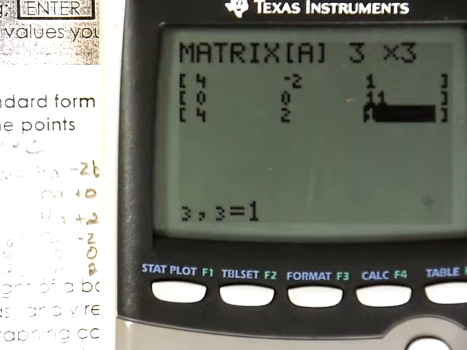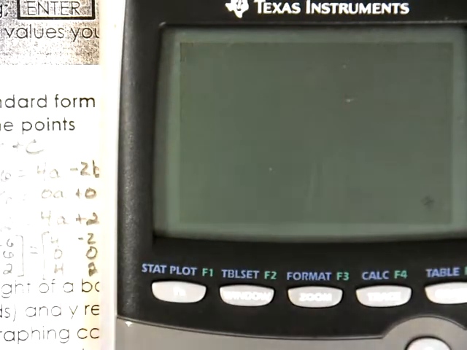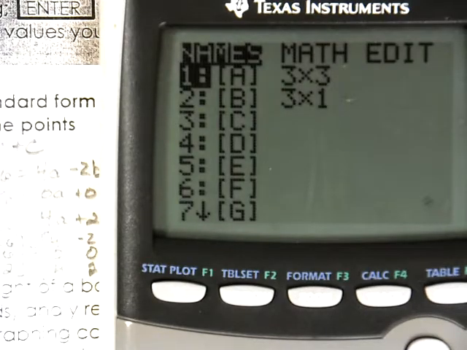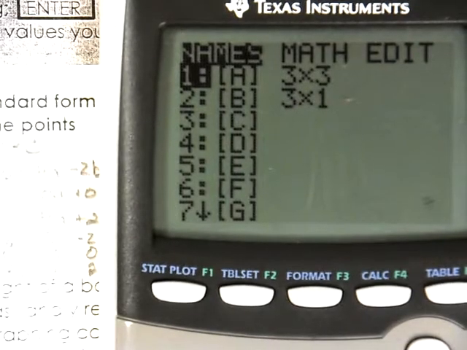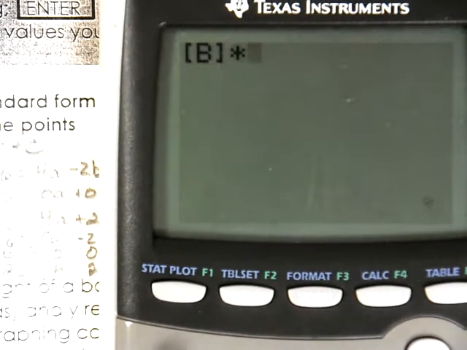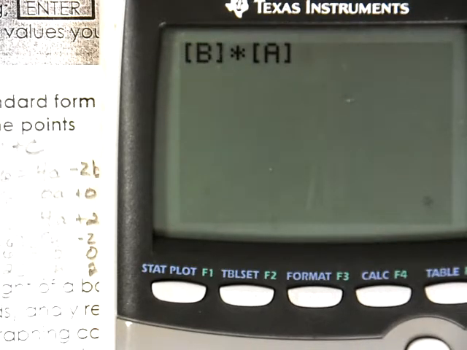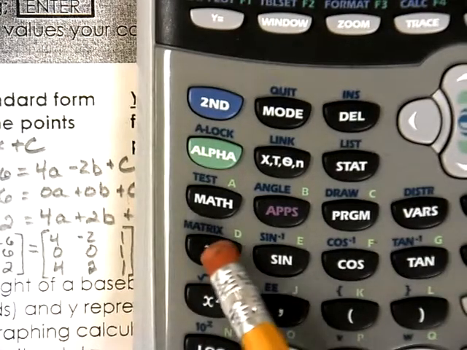So we're going to get out of matrices. You need to hit second mode. That'll take you out of the matrix completely, because right now it's all stuck in that editing. Now we can go back to matrix. We'll take the B matrix times, back to matrices, the A matrix, and we're going to do the inverse button. That's the -1 button. That's right above the squared button. That's the inverse button.